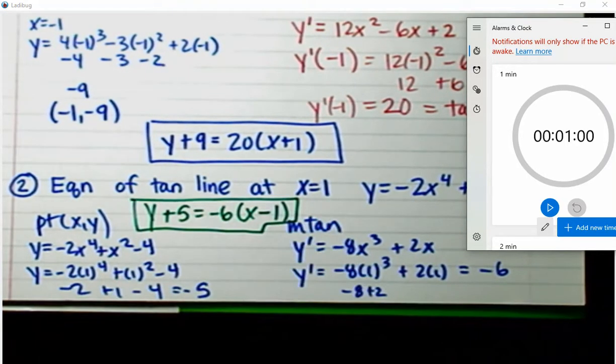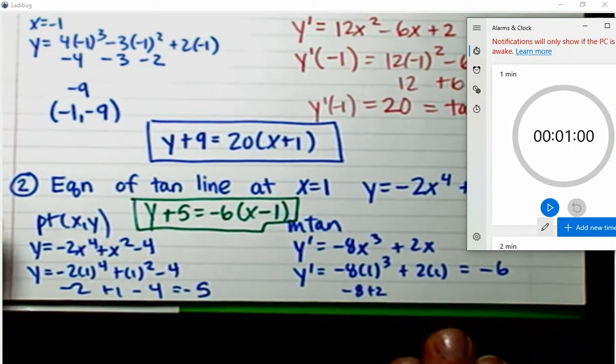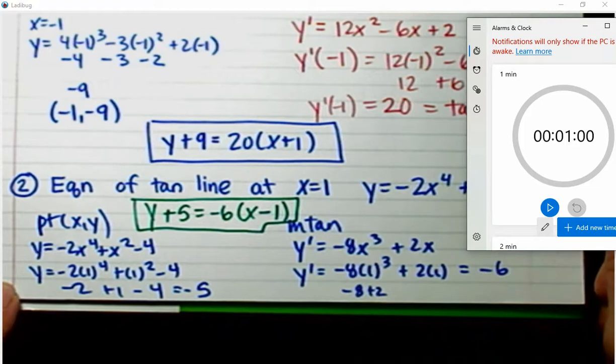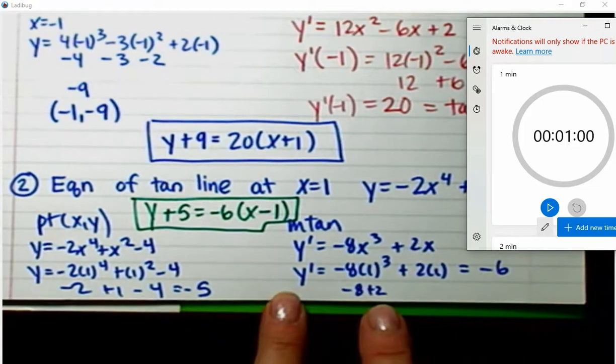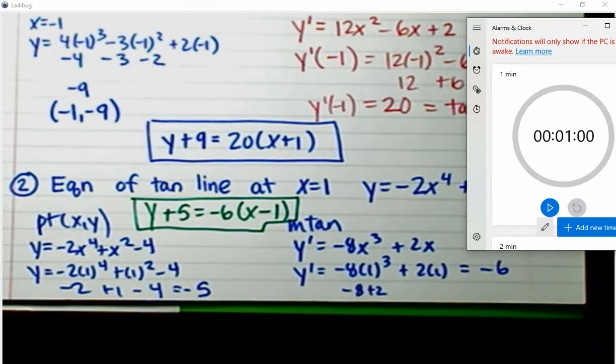There you go. Okay, keep in mind we have 2 columns, right? We have points that come from the original, and we have tangent slopes that come from the derivative.